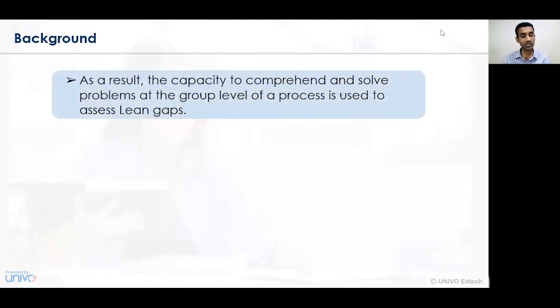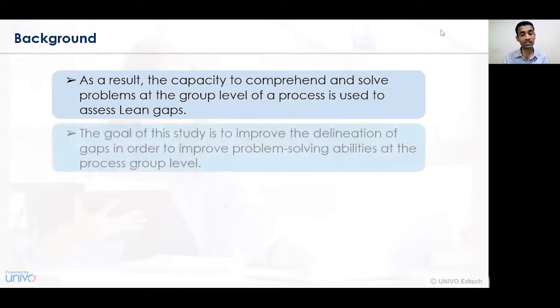So as a background to this particular case study, the capacity to comprehend and solve the problems at the group level of a process used to be assessed as part of lean gaps. It was observed that there were very few lean gaps in existence, and in order to increase the capacity, we need to solve the problems at the group level. Individual problem solving was not possible, and hence group solving activity was needed, and it was essentially identified.